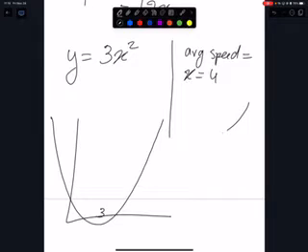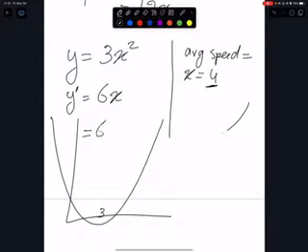So how do you find it? Well, find the derivative function. Y apostrophe is 6x. And then, what is x? X is 4. So, its average speed at x is 4 was 24 meters per second, whatever the unit is stated. That is the easiest and simplest way, by remembering the formula.